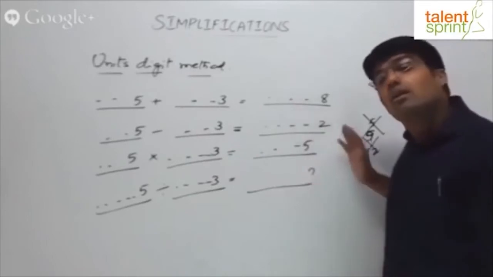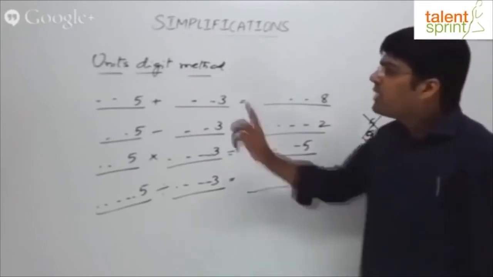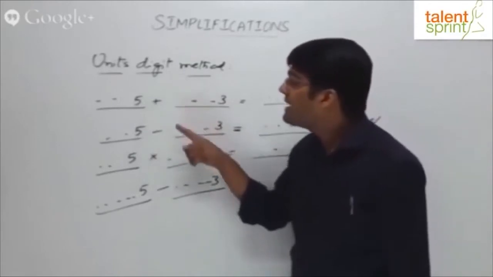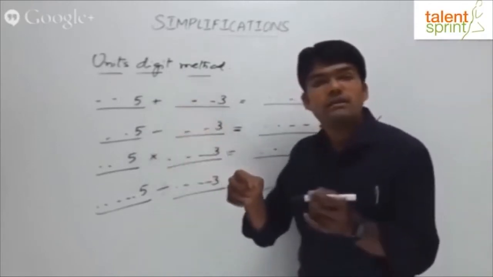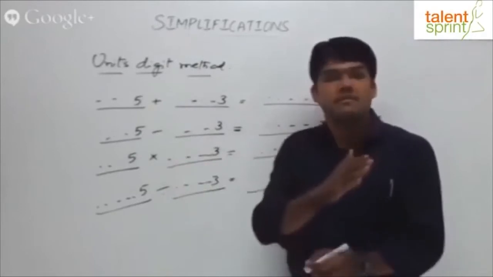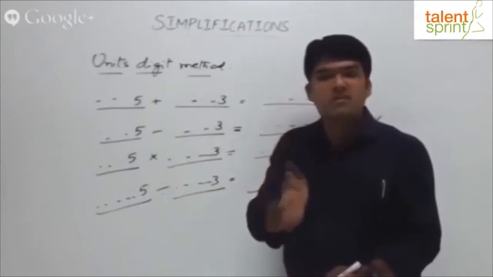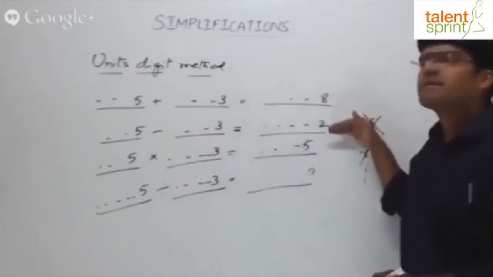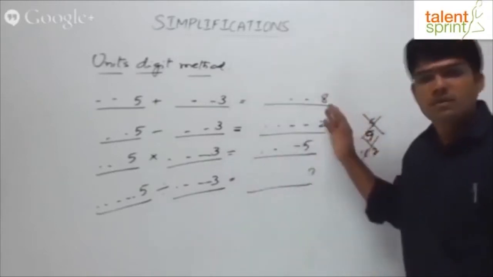Moreover, these are all wrong answers because in all the previous cases, you can directly work on the unit places. Why? Addition, multiplication, subtraction, all these start from right to left. First we work on unit places, then tens places, then hundreds places, and so on. So that is the reason I can work only on unit places and tell you what the unit place of the answer is going to be.